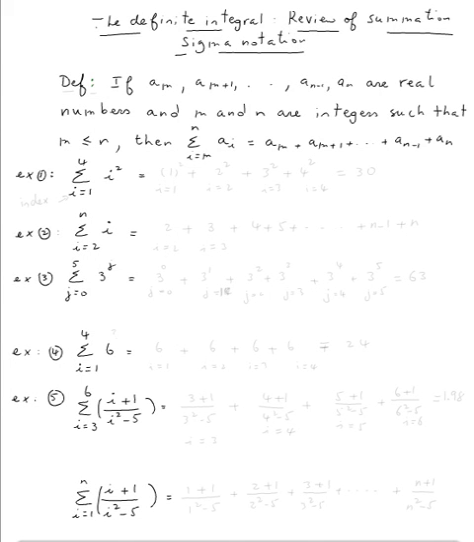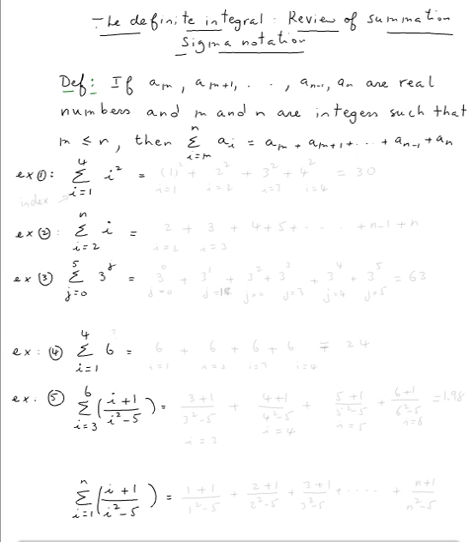The topic is the definite integral, and it's just a review of summations and the sigma notation. So here's the definition. If a_m through a_n are real numbers, and m and n are integers such that m is less than or equal to n, so remember m and n are integers, then the sum of a_i is equal to a_m plus a_(m+1) all the way to a_n.